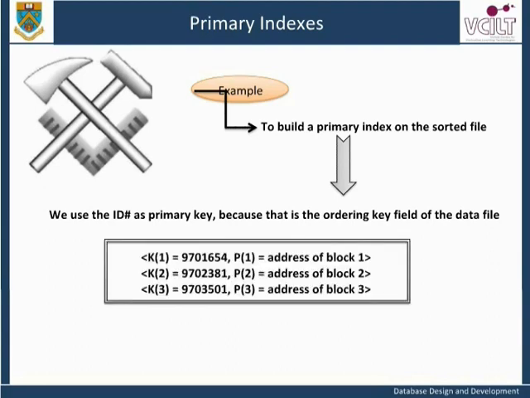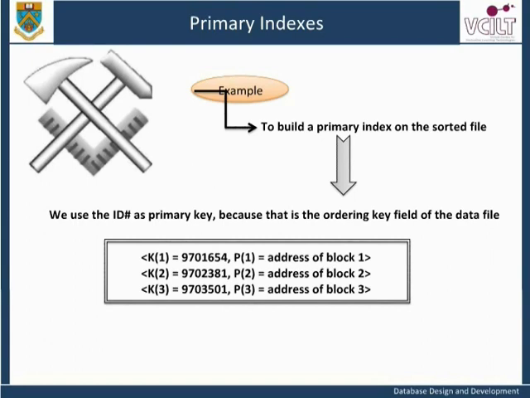K1 equals 9,701,654, P1 equals address of block 1. K2 equals 9,702,381, P2 equals address of block 2. K3 equals 9,703,501, P3 equals address of block 3. Figure 7.2 depicts this primary index.